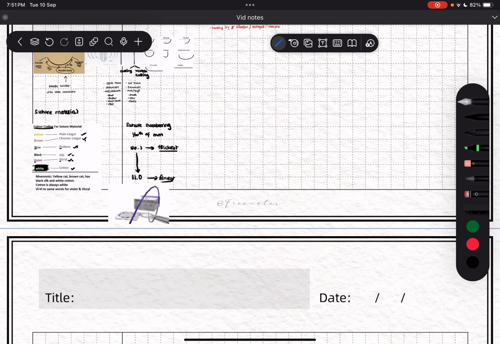Classification: the suture materials can be classified into natural and synthetic based on origin, monofilament or braided based on texture or look, whether it has only a single filament or is braided, and absorbable or non-absorbable. After that, we will look at each single one of them.